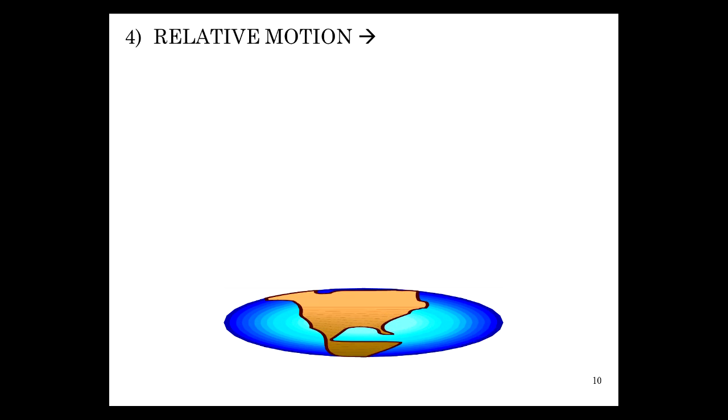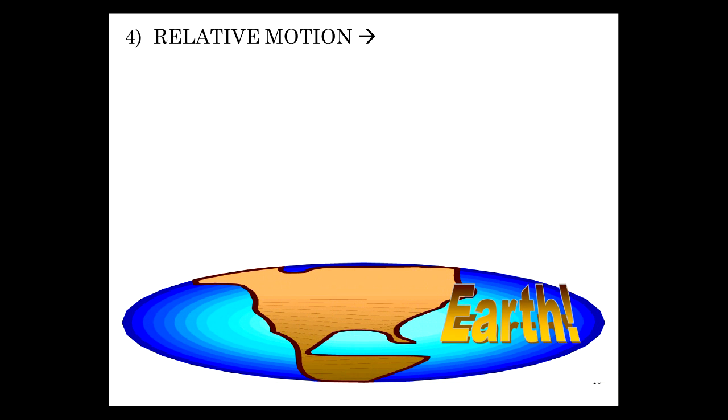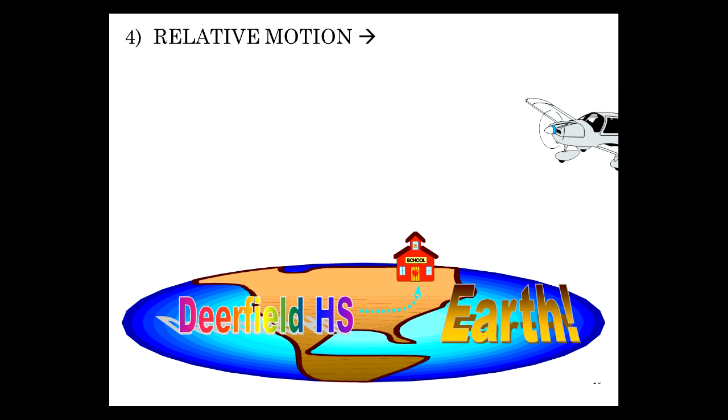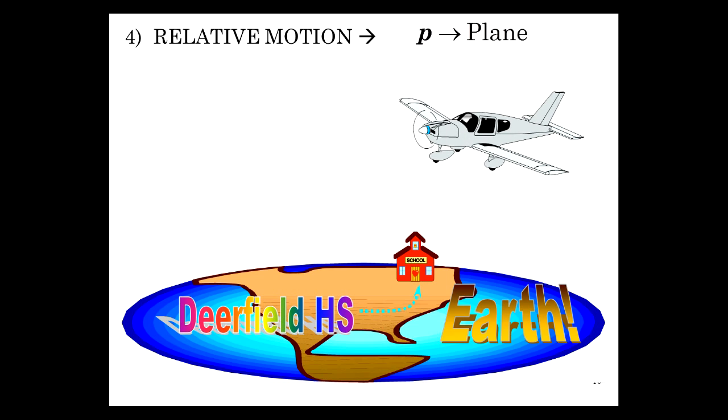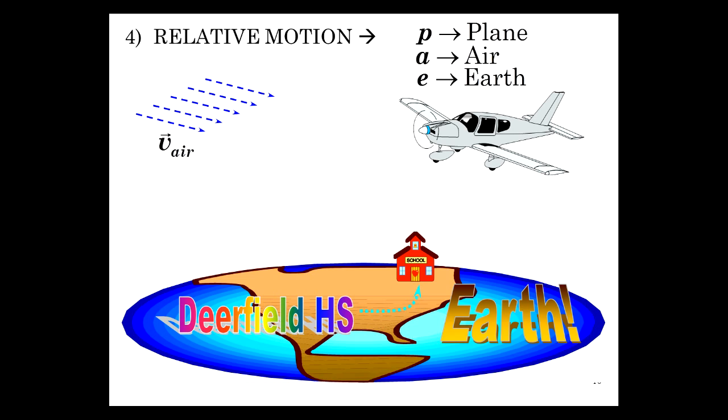And the last part of this little segment will be comments on relative motion. So we have a very wonderful flattened Earth with Deerfield High School sitting there somewhere around Deerfield, Illinois. And we have, coming in from the right, the airplane of physics. Well, define P as being plane, A as being air, E as Earth. And here we have a vector quantity, namely the velocity of the air. So here's the velocity of the plane. So we have v plane, v air.